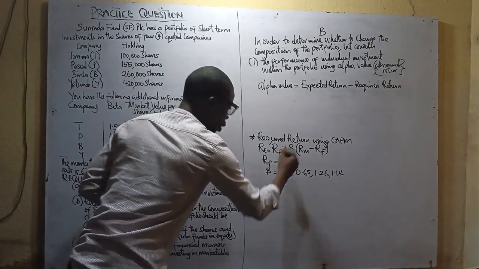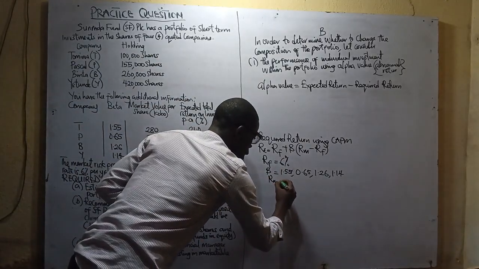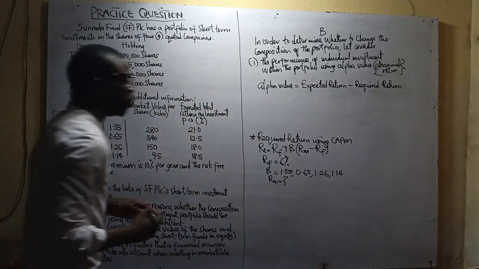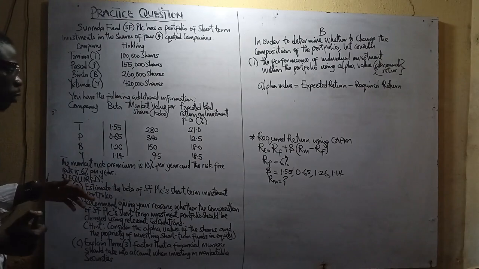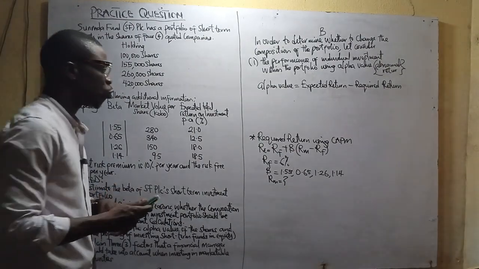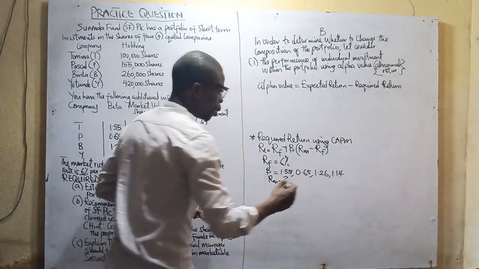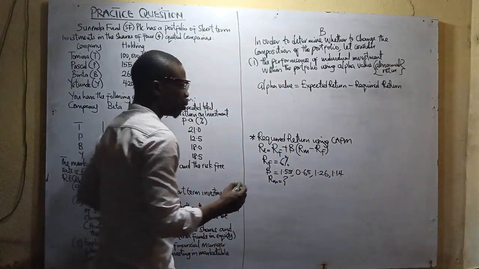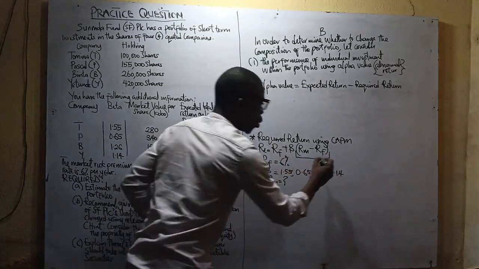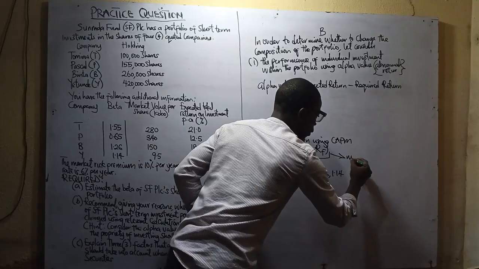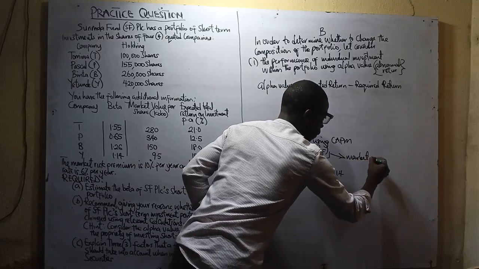But the return of the market is not given in the question. The return of the market is not given. So how are we going to calculate this now? In this formula now, what we call market premium.